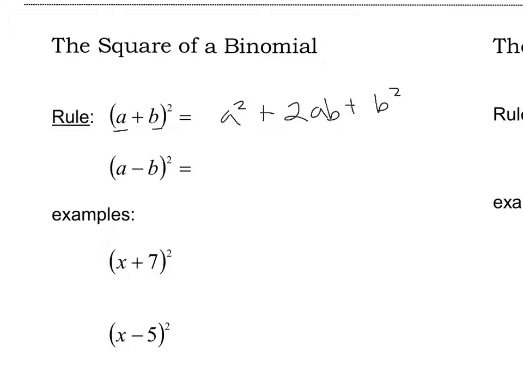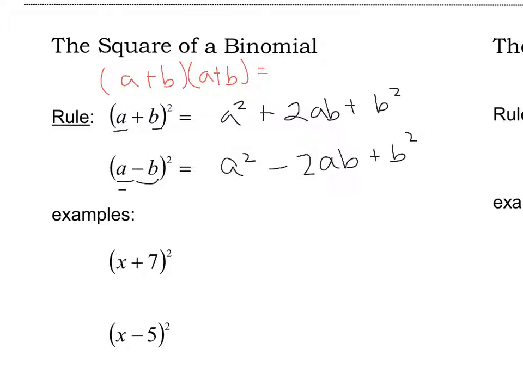So this also works for subtraction. You do the first term squared minus twice ab, and then it's actually still going to be plus b squared because a negative times a negative is positive. Now you can FOIL this out, a plus b squared, to prove that it's a squared plus 2ab plus b squared.